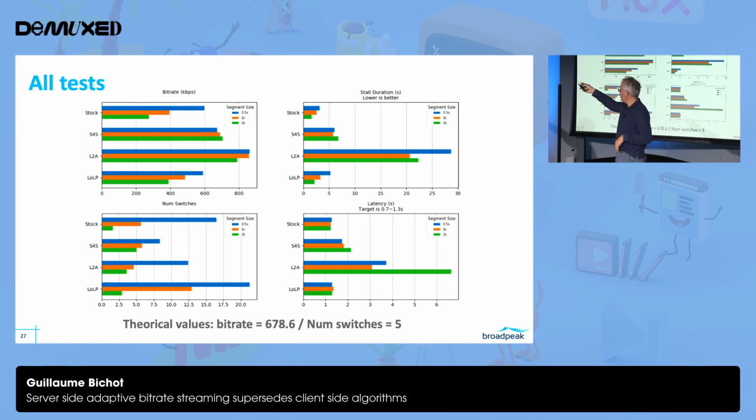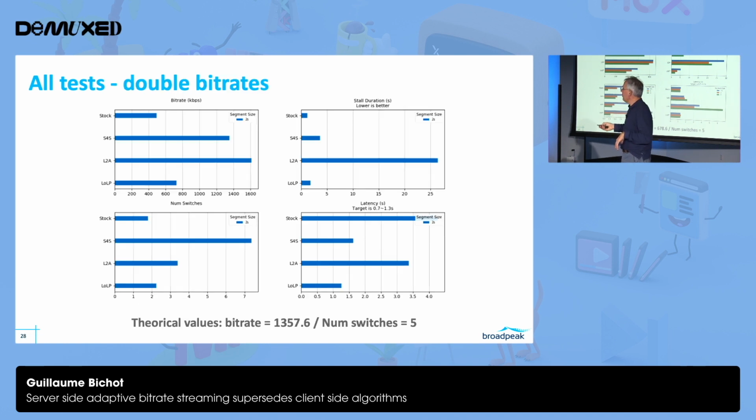On the upper right, you have the stall duration. L2A stalls a lot because it's too optimistic, right? S4S has a decent stall duration. Again, the target is exactly reached. You can see the number of switches. In theory, 5 switches. So S4S is a little bit over the theoretical target, especially for the 0.5 segment size, which doesn't mean a lot for us. Okay, so very good test.